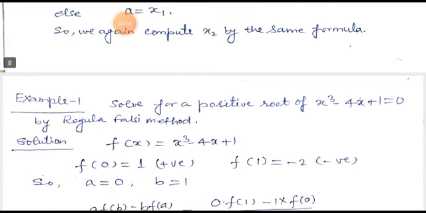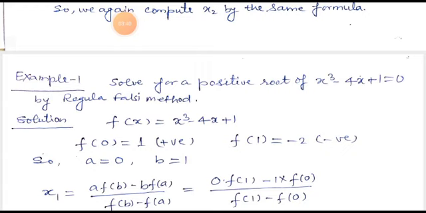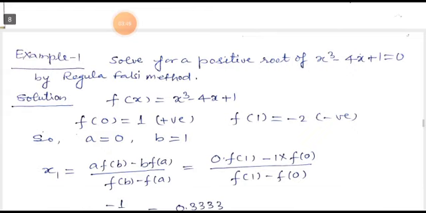Example: finding the root of an equation by the regula falsi method. Here the equation is given: x cube minus 4x plus 1 is equal to 0. We have to find the root with the help of the regula falsi method. Here f(x) is equal to x cube minus 4x plus 1. So when x is equal to 0, f(0) will be positive, and f(1) is equal to minus 2, that is negative. So the root lies in between 0 and 1.